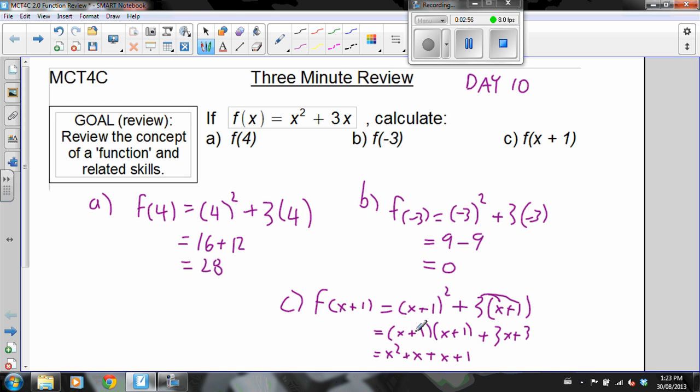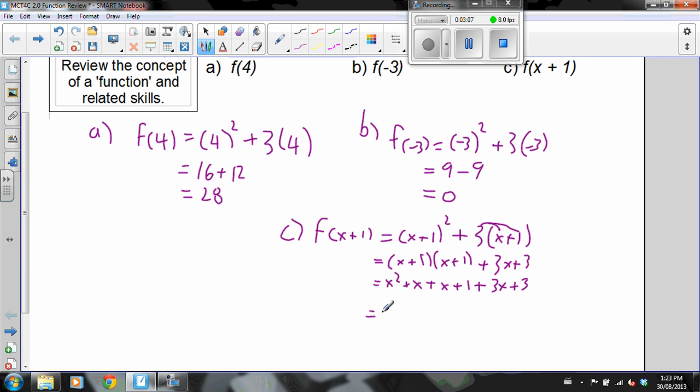x times x is x squared. 1 times x and x times 1, x and x, and 1 times 1 is 1. Copy down the rest. Find the like terms here. There are some like terms there, there, and there. 1, 2, 5x. 1 and 3 is 4, and then that's the answer. And that's it for function notation, essentially substituting. On to the lesson.